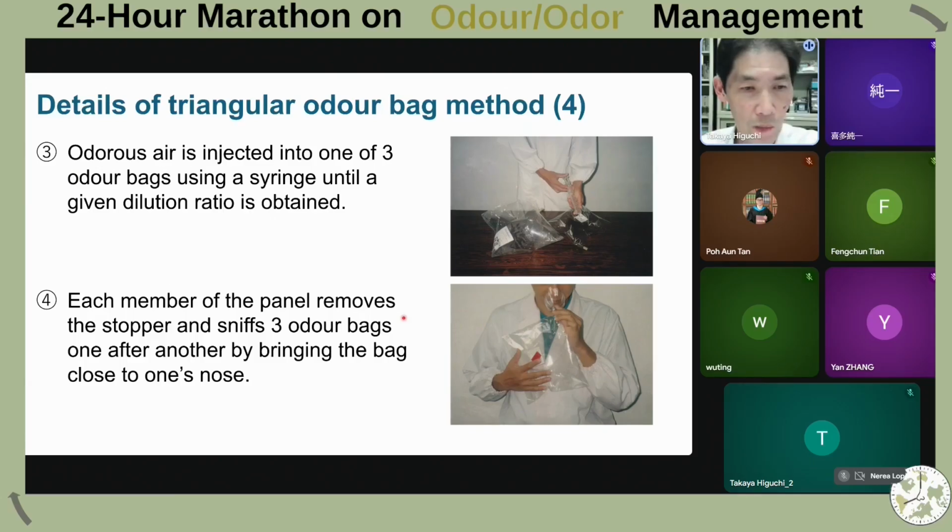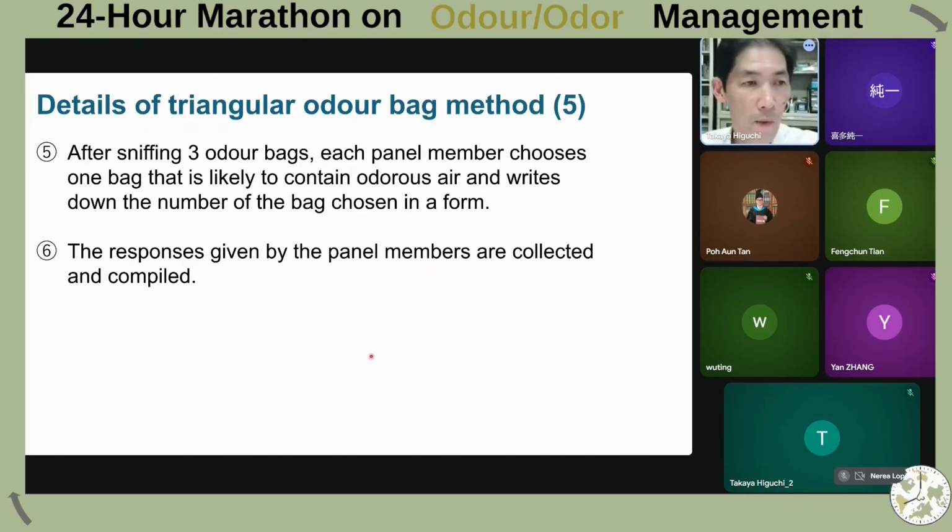And each member of the panel removes the stopper and sniffs the 3 odor bags, one after another, by bringing the bag close to one's nose. After sniffing the 3 odor bags, each panel member chooses one odor bag that is likely to contain odorless air, and writes down the number of the bag chosen in a form. And the responses given by the panel members are collected and compiled.